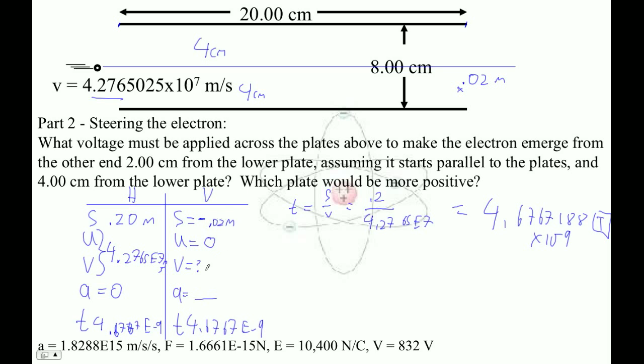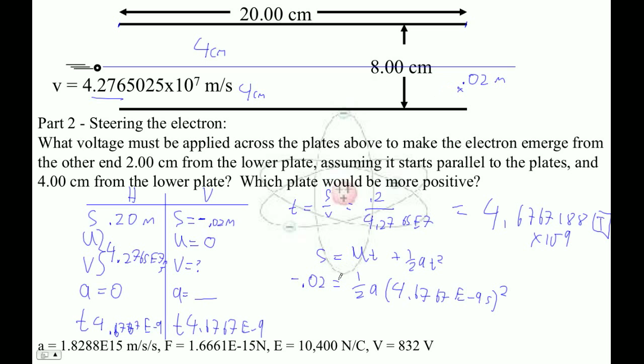And now we can find the acceleration here. I'm going to use s equals ut plus 1/2 at squared, right? So 0.02, or negative 0.02, equals 1/2 a times that time, 4.6767 e minus 9 seconds, squared, right? So what is it going to be? I guess I could ignore the minus. We know that it's going to accelerate down, right?